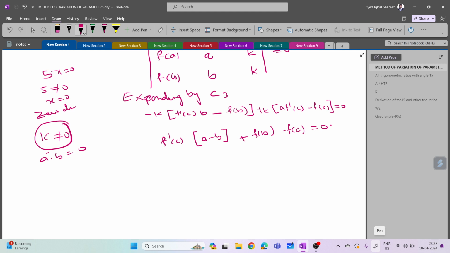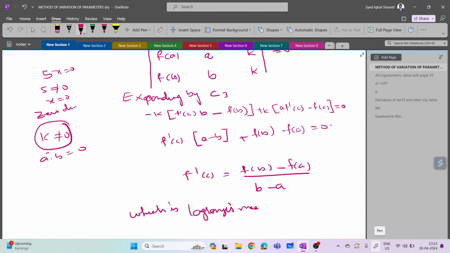So this one, if we go to that side, f dash c equals f of b minus f of a over b minus a. If you write this in the straight form, what is this? This is Lagrange's mean value theorem. So from the general equation, we have reduced, first we prove taking three theorems.